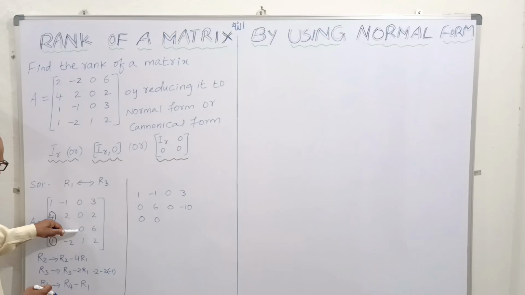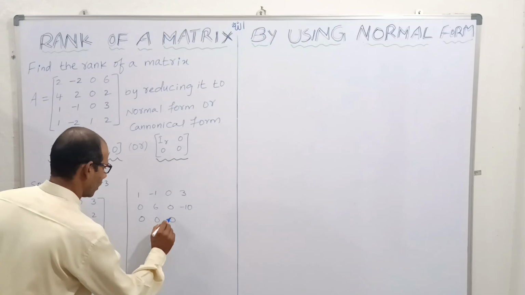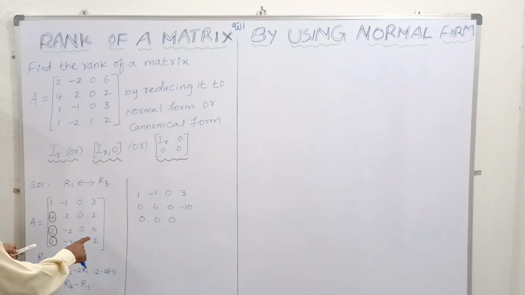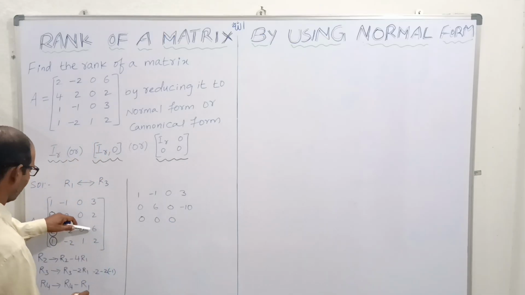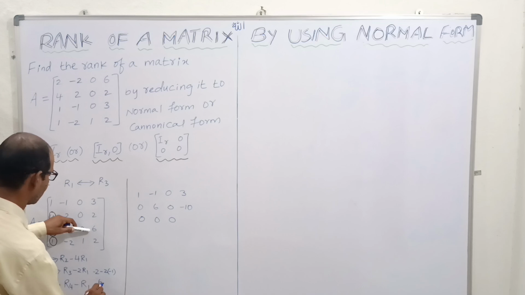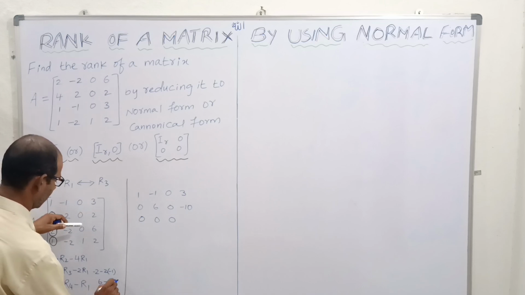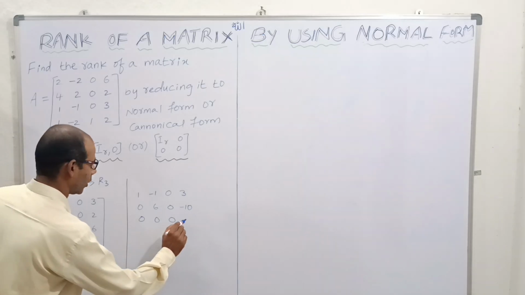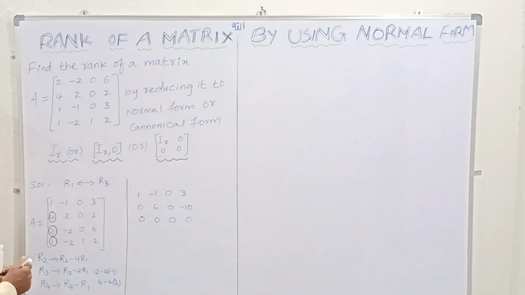right? Then the third element, R3 minus 2R1, that is 0 minus 2 into 0, 0 minus 0, again it becomes 0. For the fourth element, R3 minus 2R1, 6 minus 2 into 3. So that is 6 minus 6, it also becomes equals to 0, right?